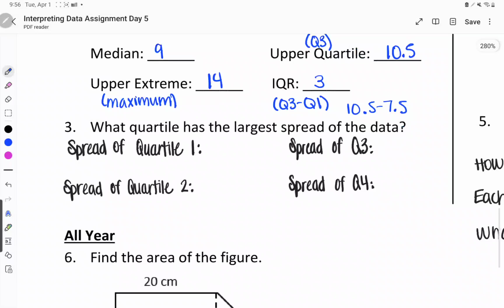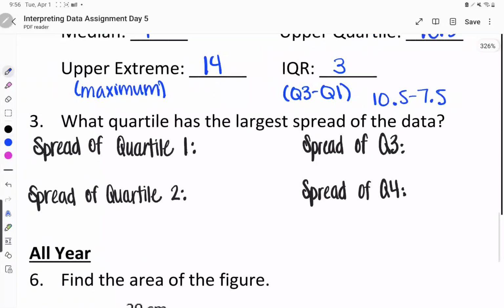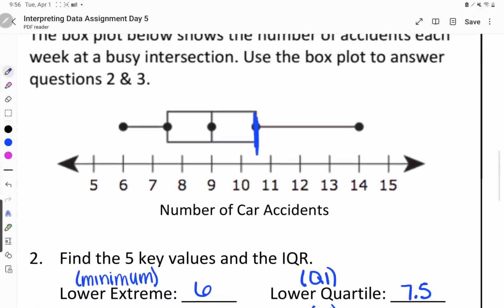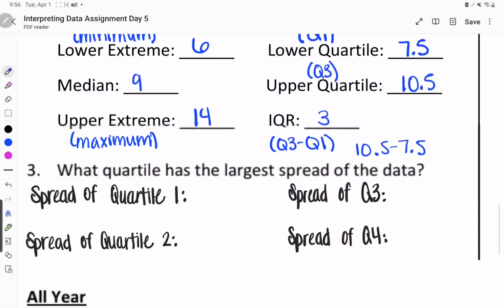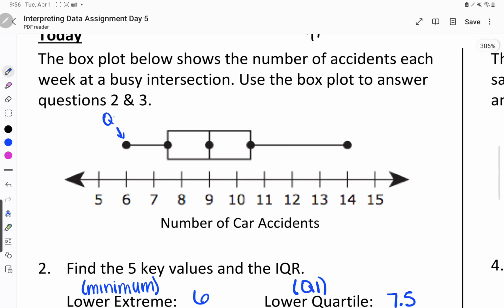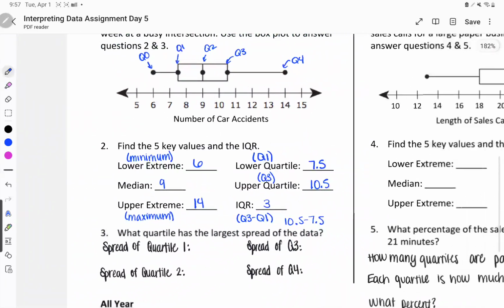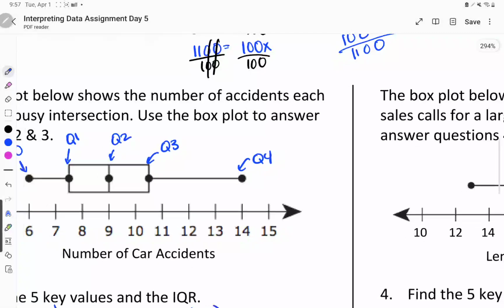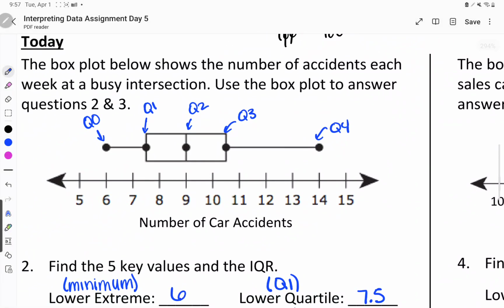This says, what quartile has the largest spread of data? So spread is another word for range. So let's go through all of our quartiles. And remember, this right here is quartile 0. This right here is quartile 1, quartile 2, quartile 3, and quartile 4. And I'm actually not going to make you find the spread of all of those. I just want you to tell me what is the longest leg of this.